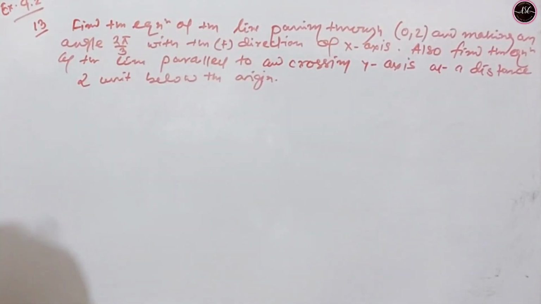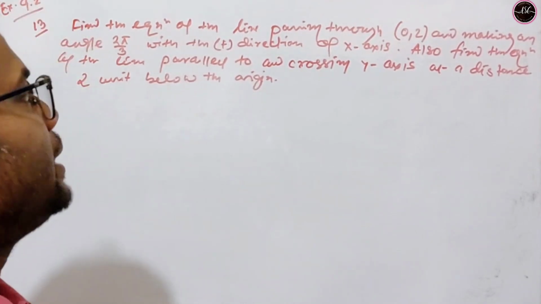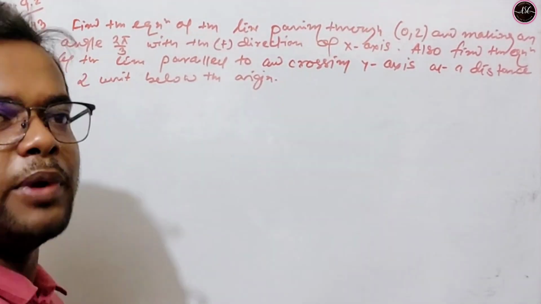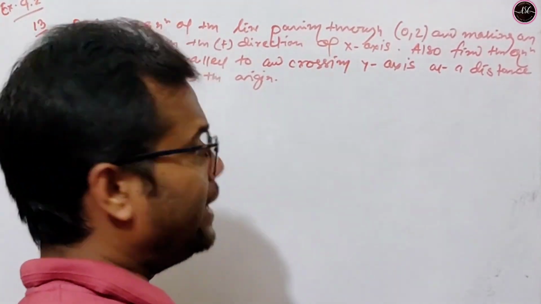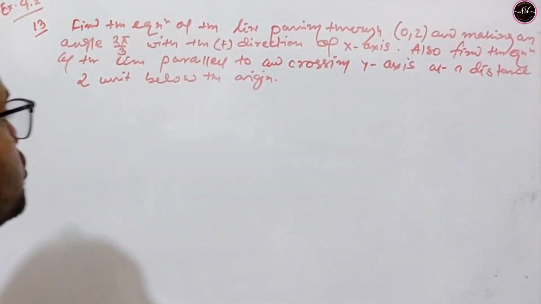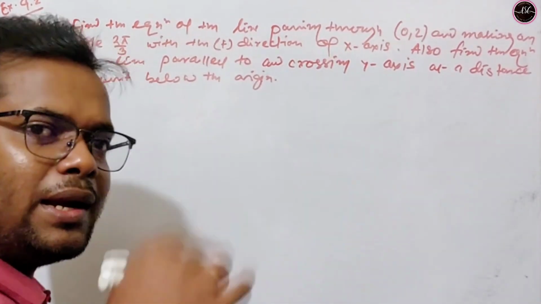Find the equation of the line passing through (0, 2) and making an angle 2 pi by 3 with the positive direction of x axis. That means the inclination: tan 2 pi by 3 equal to the slope m. Also find the equation of the line parallel to that line and crossing y axis at a distance 2 units below the origin. Below the origin means in the negative direction.